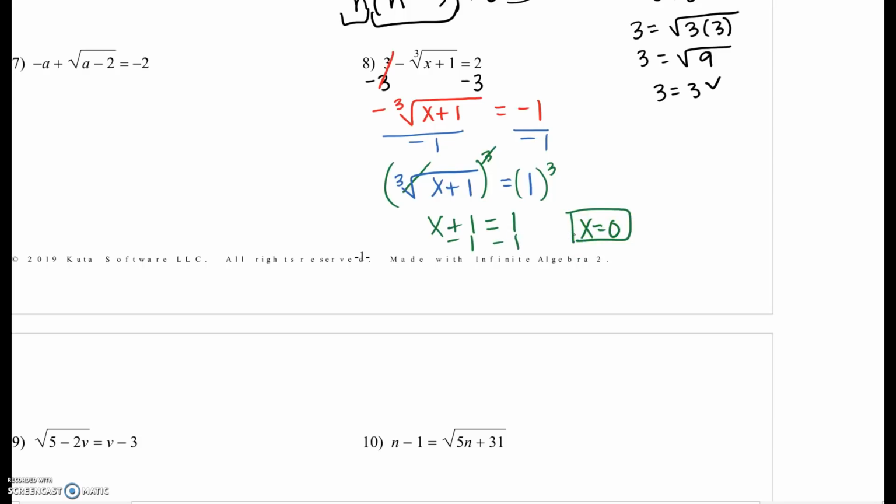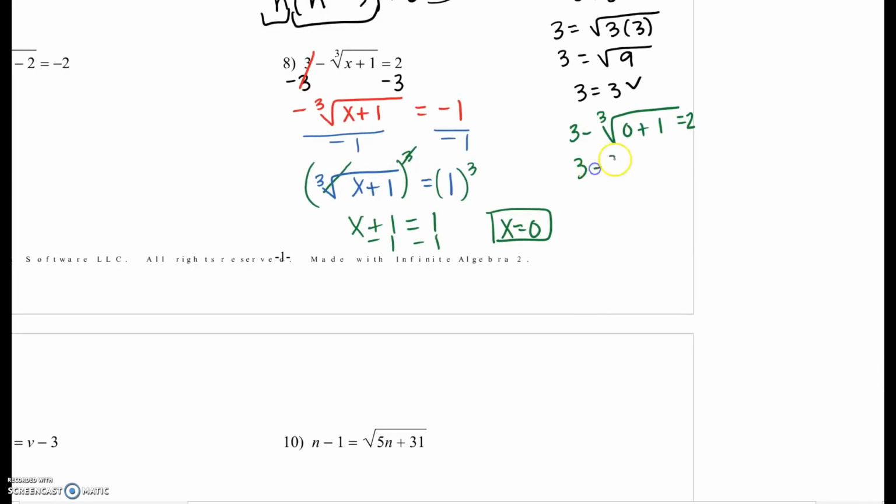Okay. If I go ahead and check that, I have 3 minus the cubed root of 0 plus 1 equals 2. 3 minus the cubed root of 1 equals 2. 3 minus 1, because the cubed root of 1 is going to be 1. 3 minus 1 equals 2. 2 equals 2. And so that works.